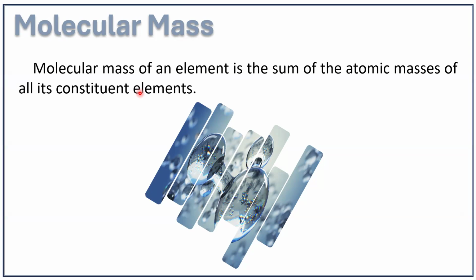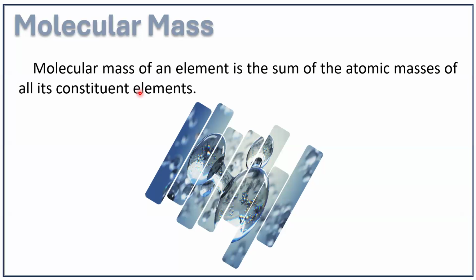Protium is made up of just a single proton. It does not contain any neutron in its nucleus. So the mass of a hydrogen atom or protium will be 1 AMU. If you have 2 hydrogen atoms, the total mass will be 2 AMU. What about the mass of an oxygen atom? If you consider just oxygen-16, that's a common isotope of oxygen, its atomic mass will be 16. So what will be the molecular mass of water? That is 2 plus 16, that's 18 AMU. So the mass of a water molecule will be 18.